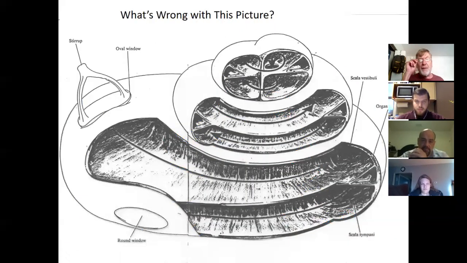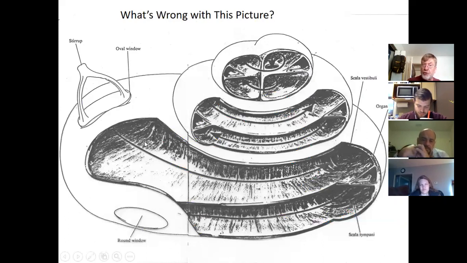Here's a picture from a manufacturer showing you a cochlea. And you can see where the errors are. Look at how this scala media here isn't any bigger than this one here, which isn't any bigger than this one here. That's technically wrong, okay? But it is showing you this.